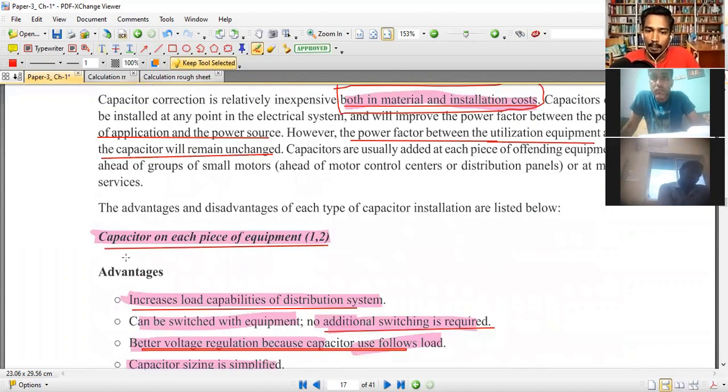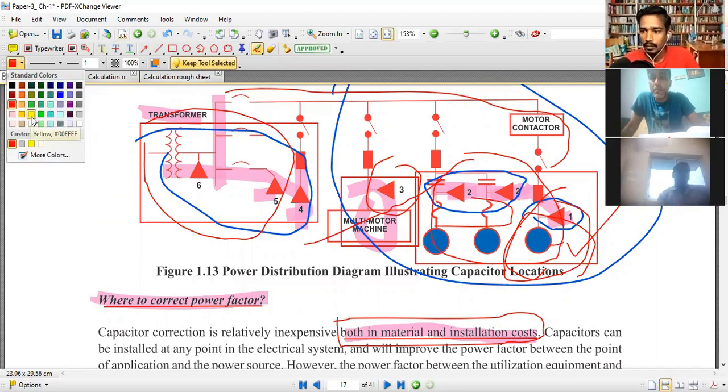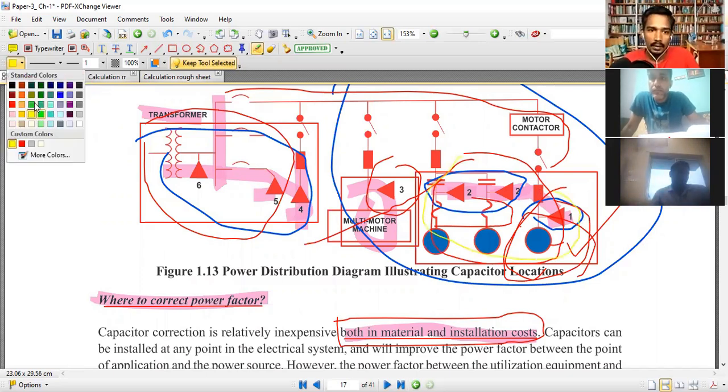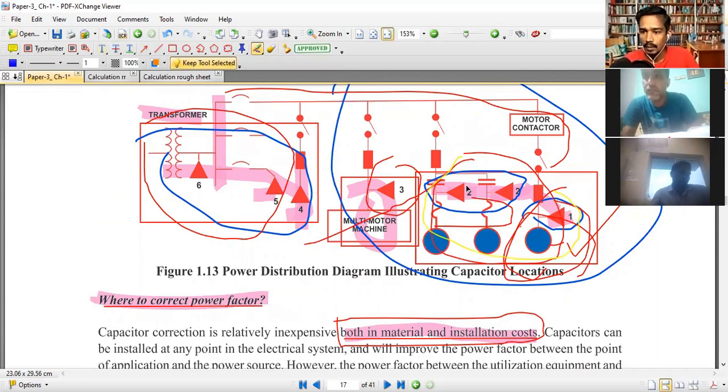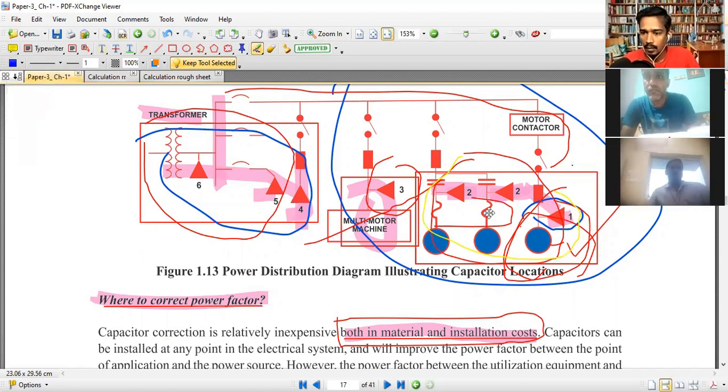Now we are going to see the capacitor on each piece. Locations 1 and 2 mean individual. Here 1 and 2 are individual. This is full individual.